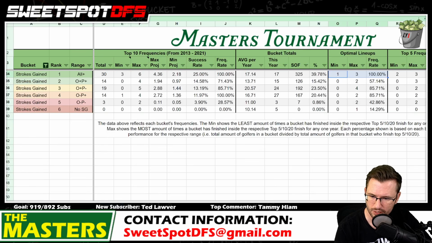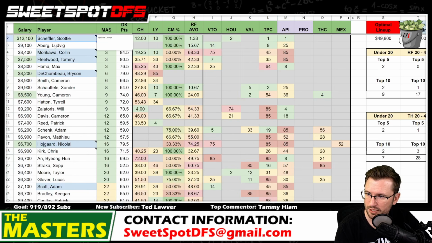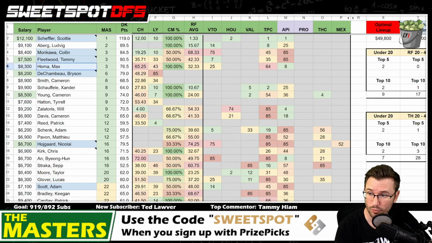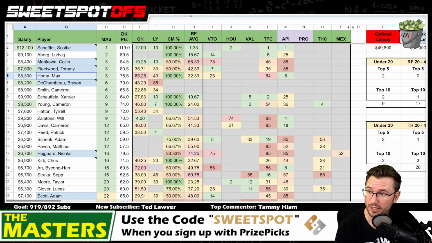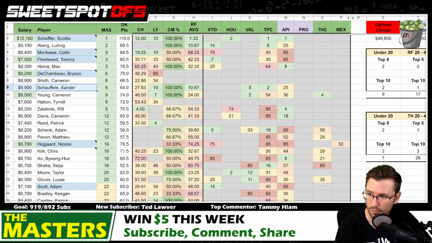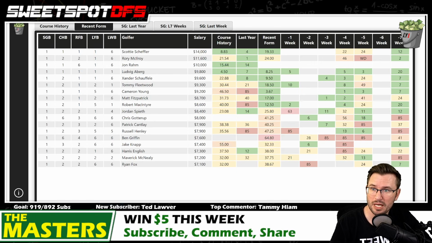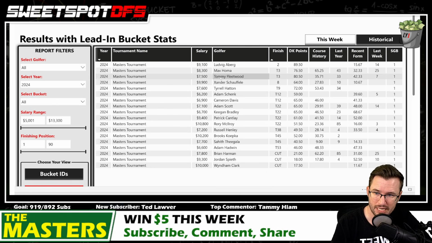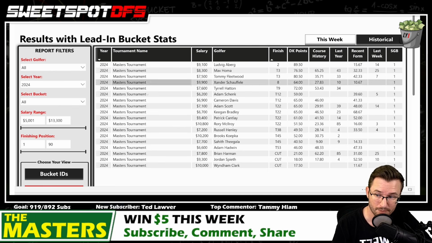Actually, I can also look at it this way. So 2024. Scotty, Ludwig was in that bucket, but he was not selected. It was Tommy Fleetwood. Max Homa was not selected because Bryson was better. There's Xander at 9,900. So Xander was in that bucket. Homa was in that bucket. Oberg was in that bucket. And Fleetwood was in the top 10. So again, if I go back here, Oberg, Homa, Fleetwood, Xander. It was only Fleetwood. Despite, look at these finishes. They were really good. Really good.